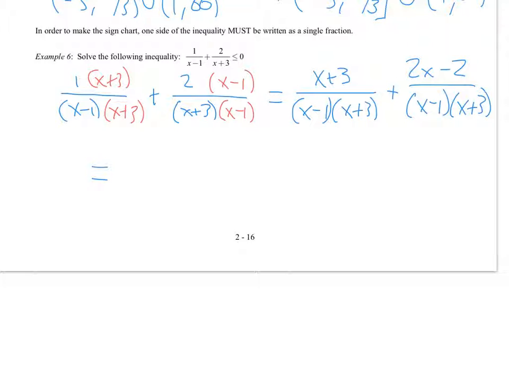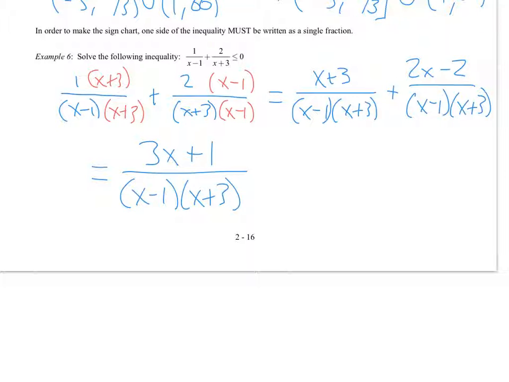So when I add fractions, I'm going to add the common pieces together in my numerator. So an x plus a 2x gets me 3x. And a 3 plus a negative 2 gets me a 1. And I still have just the one denominator, because we combined the fractions. And if you notice, that's exactly what our original question was asking. It was talking about this rational function.